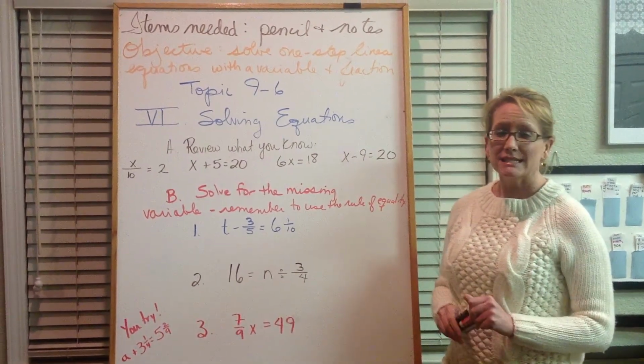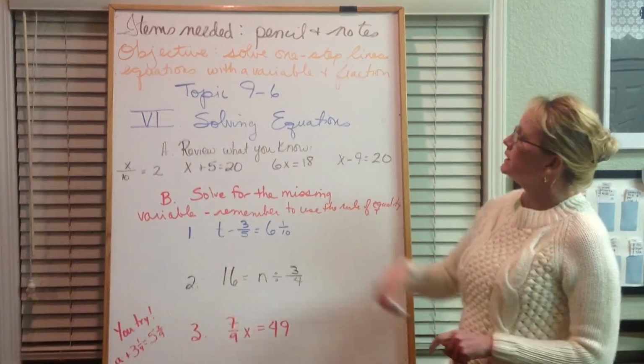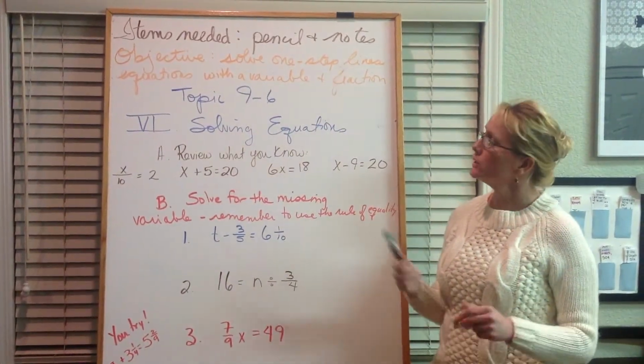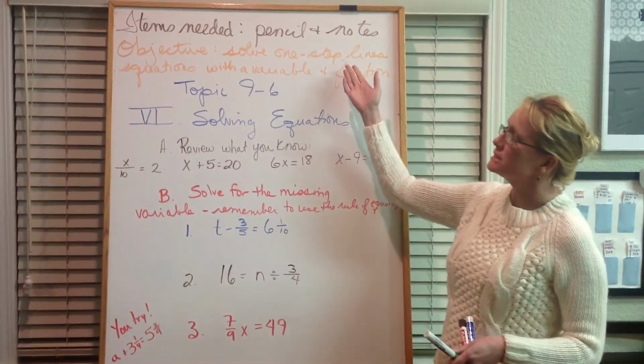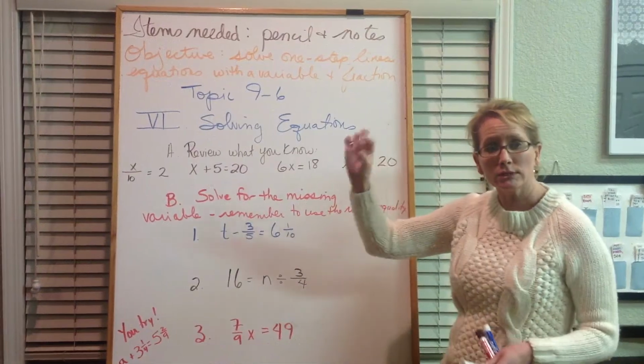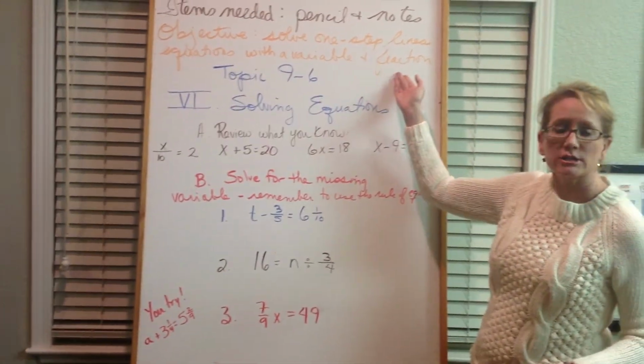Going to be doing topic 9.6 today. You're going to need your pencil and notes. Our objective, our goal, is that you could solve one-step linear equations with variables and fractions. I know that sounds scary, but it just means one-step equations, that's things with equal signs, that have a variable, that means a letter, and a fraction in it.